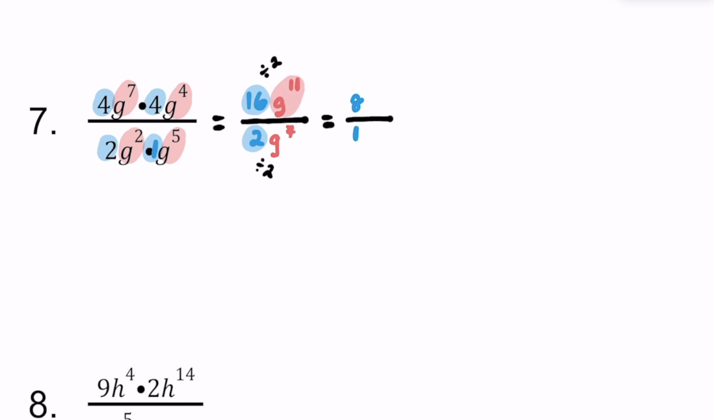Moving on to the variables, g to the 11th over g to the 7th. Using that quotient property, 11 minus 7 is going to be 4. So it's going to be g to the 4th power. Now anything divided by 1 just stays the same, so we can just write this as 8g to the 4th power, and this would be the most simplified version of this expression.